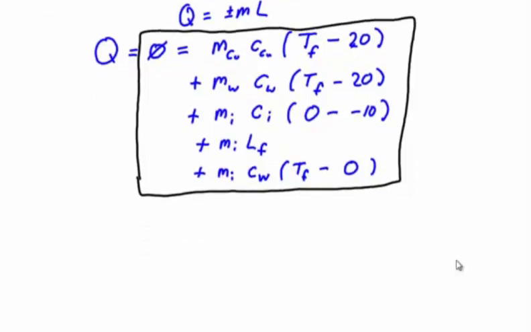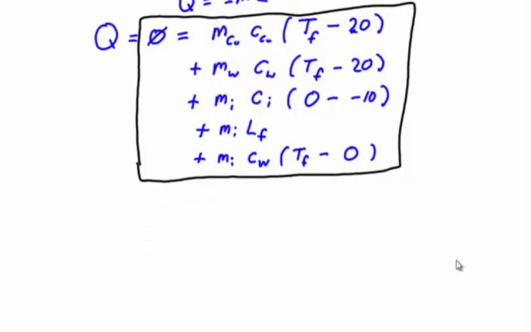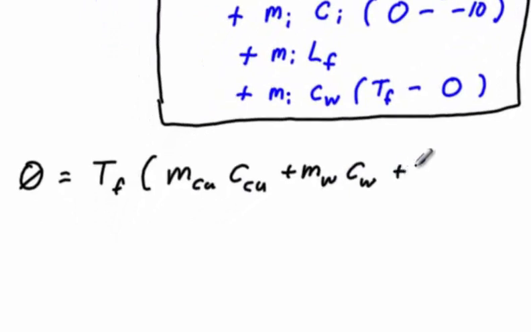Searching for the easiest way forward, as any mathematician would do, we're going to set 0 equal to two terms. One term will be the collection of all things that are multiplied by temperature final. So we will have temperature final times a long quantity. This quantity will include the mass of the copper times the specific heat of copper, plus the mass of the water times the specific heat of water, plus the mass of the ice times the specific heat of water. The second term is the collection of everything else.